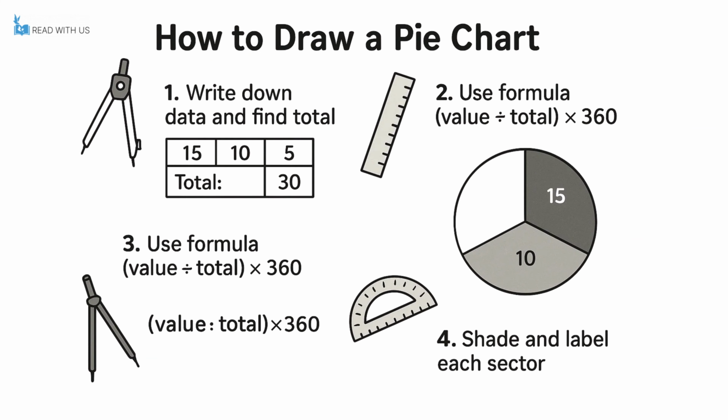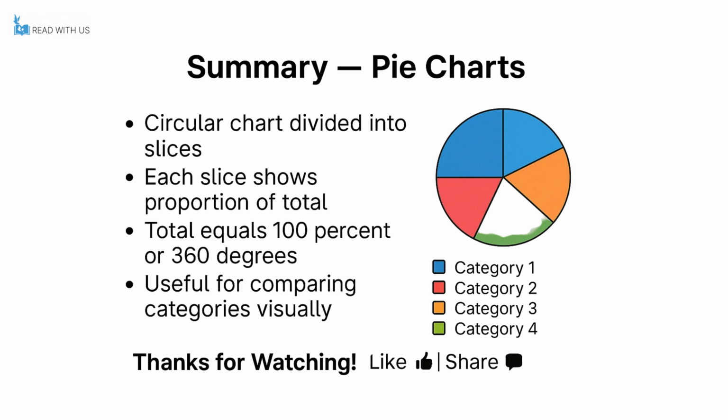To draw a pie chart, we first calculate the angle for each category, using the formula value divided by total multiplied by 360. Then we use a compass and protractor to draw each slice accurately. Pie charts make it very easy to compare categories and see proportions at a glance. They are often used in surveys, reports, and business presentations.